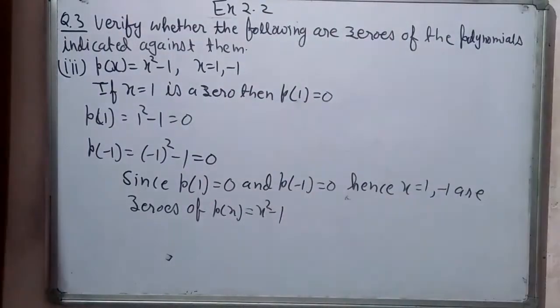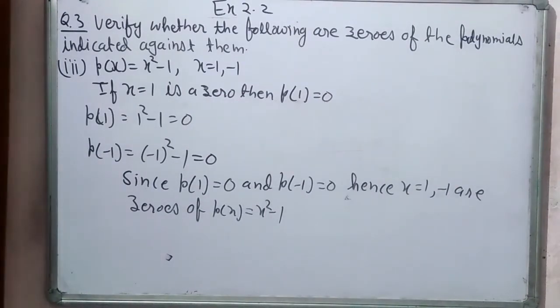In each and every case, we have to remember, for verifying a 0, we have to put the value of the variable in the polynomial. If the value of the polynomial comes out to be 0, then the given value is a 0.